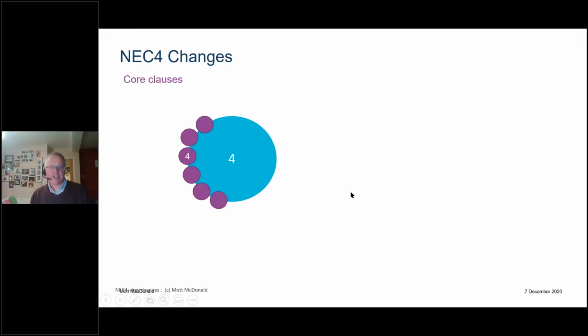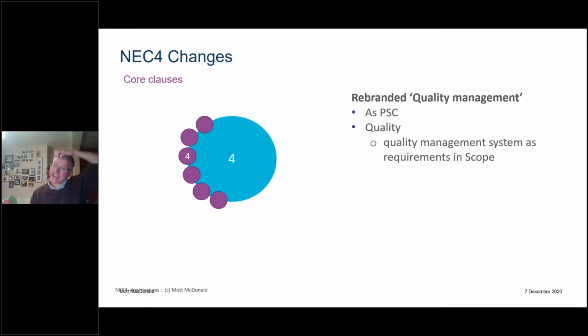Number 4, testing and defects. Firstly, it's rebranded as quality management. And the main change is that we've stolen a clause from the PSC and stuck it in at the start of section 4 in the ECC. It's called quality, and now we have a specific requirement to use a quality management system. And again, as ever in NEC, in accordance with the requirements in the scope.